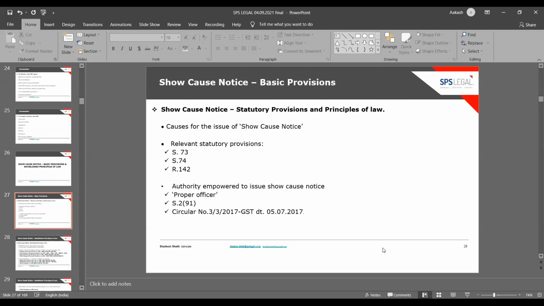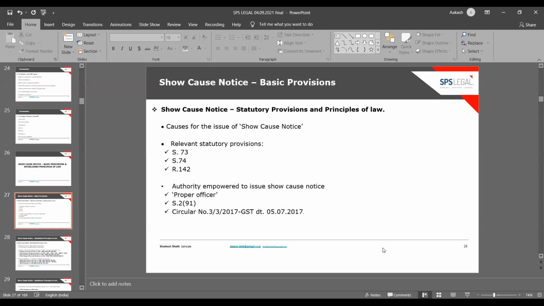Then with this, let us now start with the show cause notice. Friends, the basic provisions for show cause notice are contained in Section 73 and Section 74. Rule 142 lays down the process; basically it is a machinery provision. Sections 73 and 74 are the only two provisions which provide for the issue of the show cause notice if any tax is short paid or not paid, or refund erroneously granted, or ITC is wrongly availed or wrongly utilized. The discussion which follows will be in the context of these two provisions, including Rule 142.